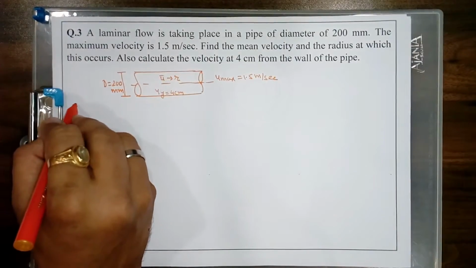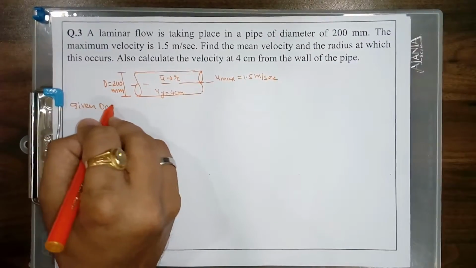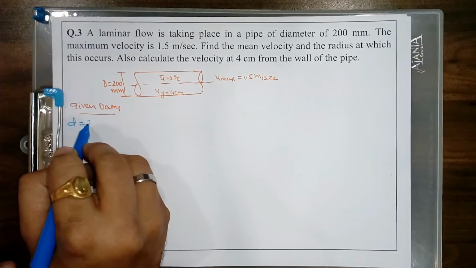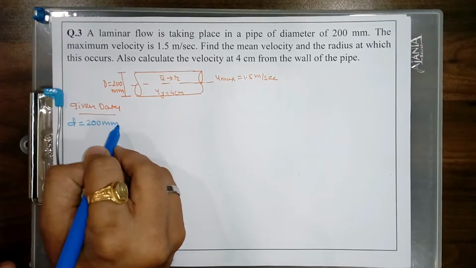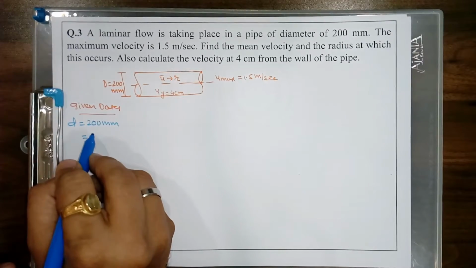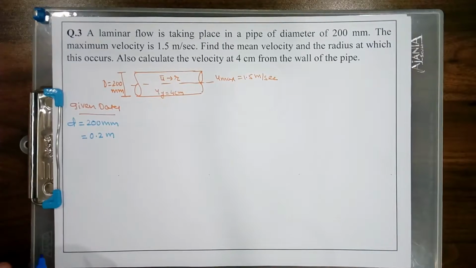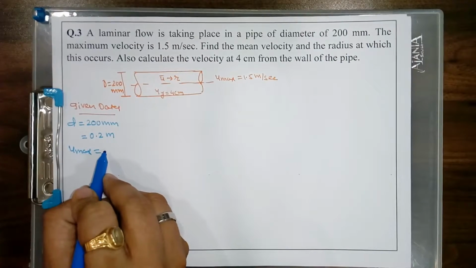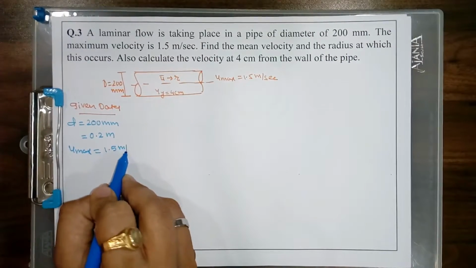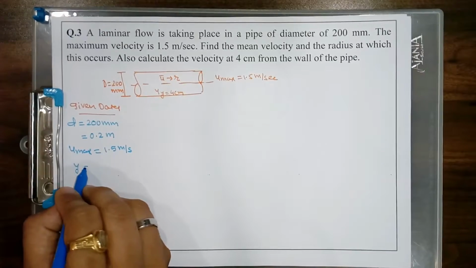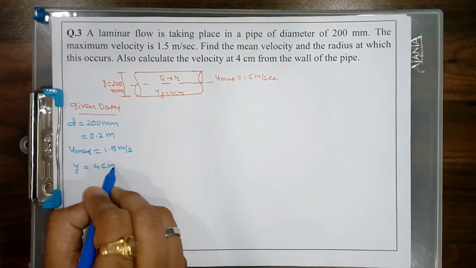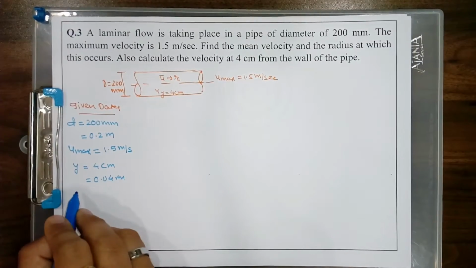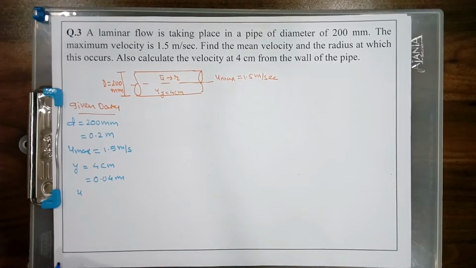So students, first we write the given data. Here the diameter is given, that is 200 millimeter, which is equal to 0.2 meter. Then u max is given, that is 1.5 meter per second. We need to calculate the velocity where y equals to 4 centimeter. So it becomes 0.04 meter, at which we need to calculate the local velocity.